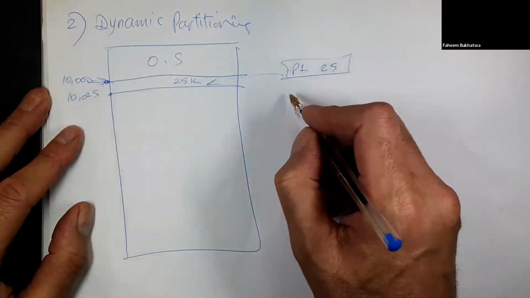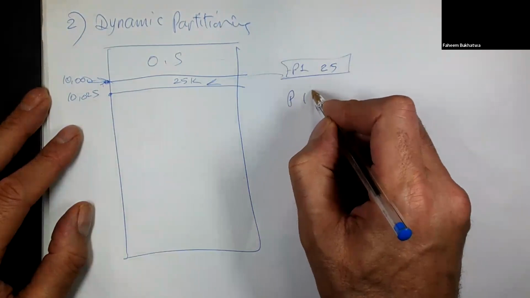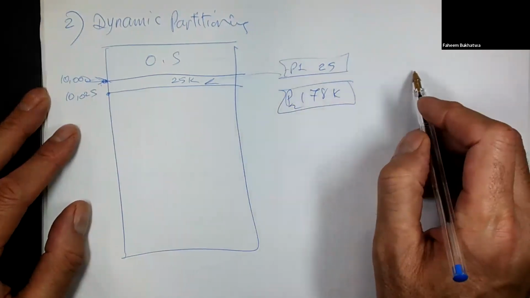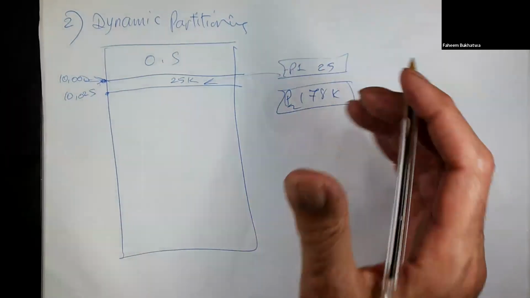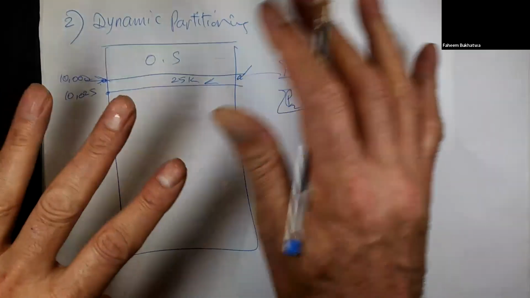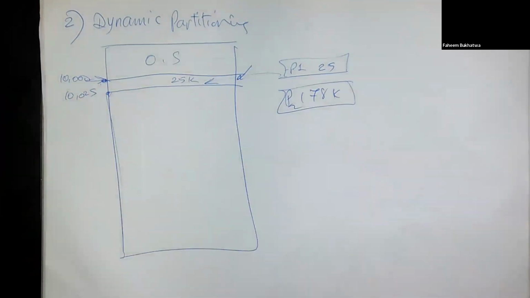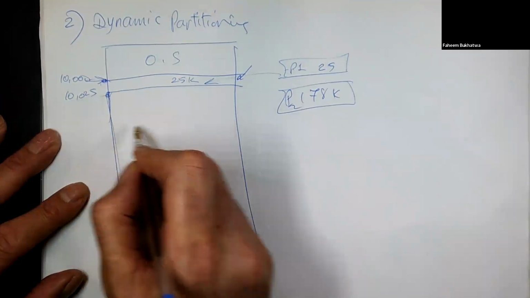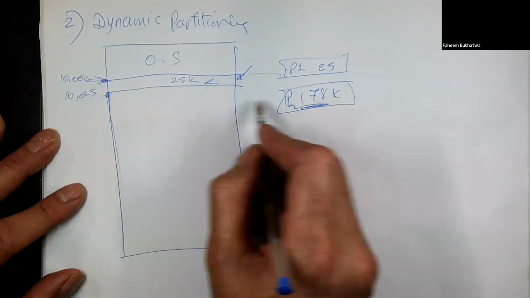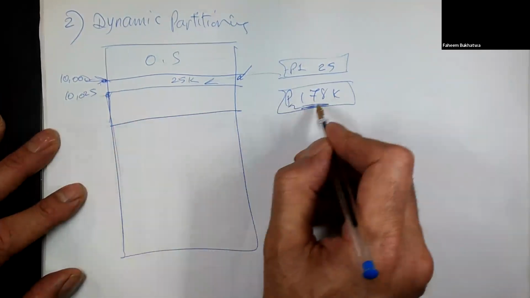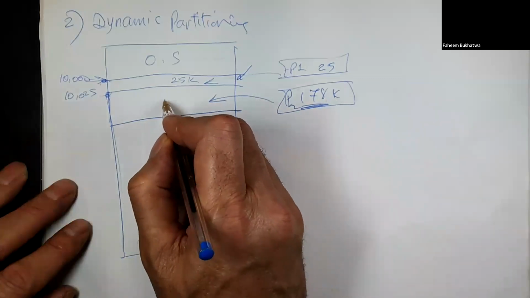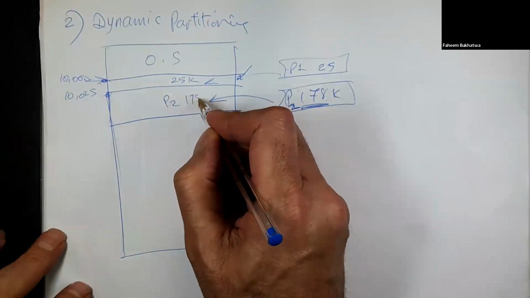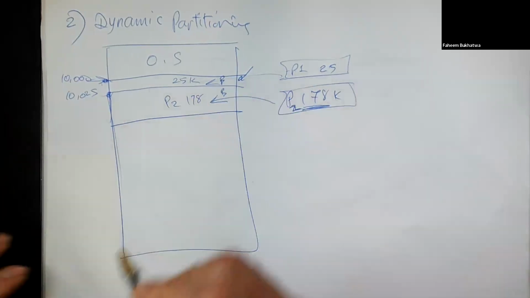Now another program comes in that needs 178K. Program number 2. So now remember, we have 2 blocks. One is busy and the rest of it is free, and it's a huge block. So starting from this point, we add to it exactly 178, and at this point we say, that's it. We give program number 2 exactly the amount of memory it needs, which is 178. And this is busy and that's busy.